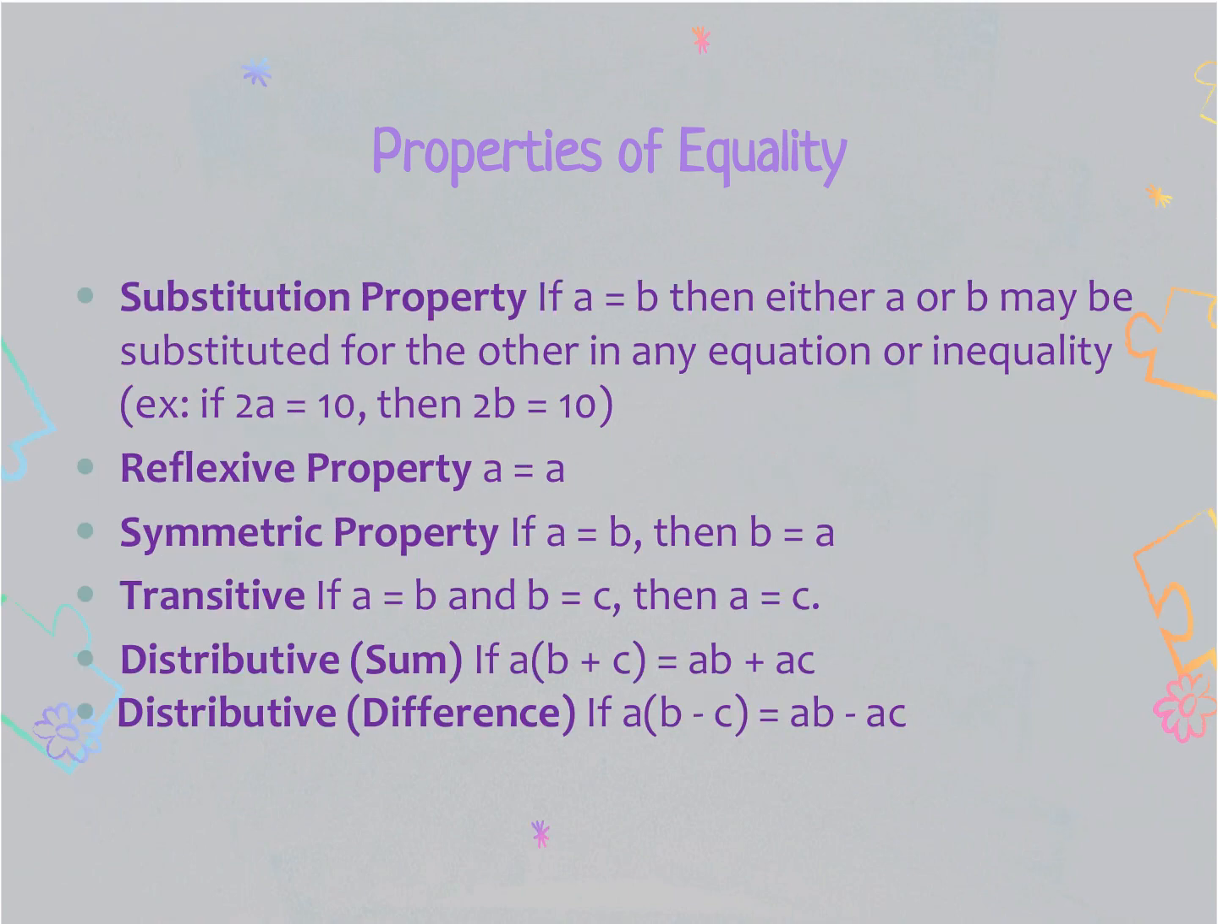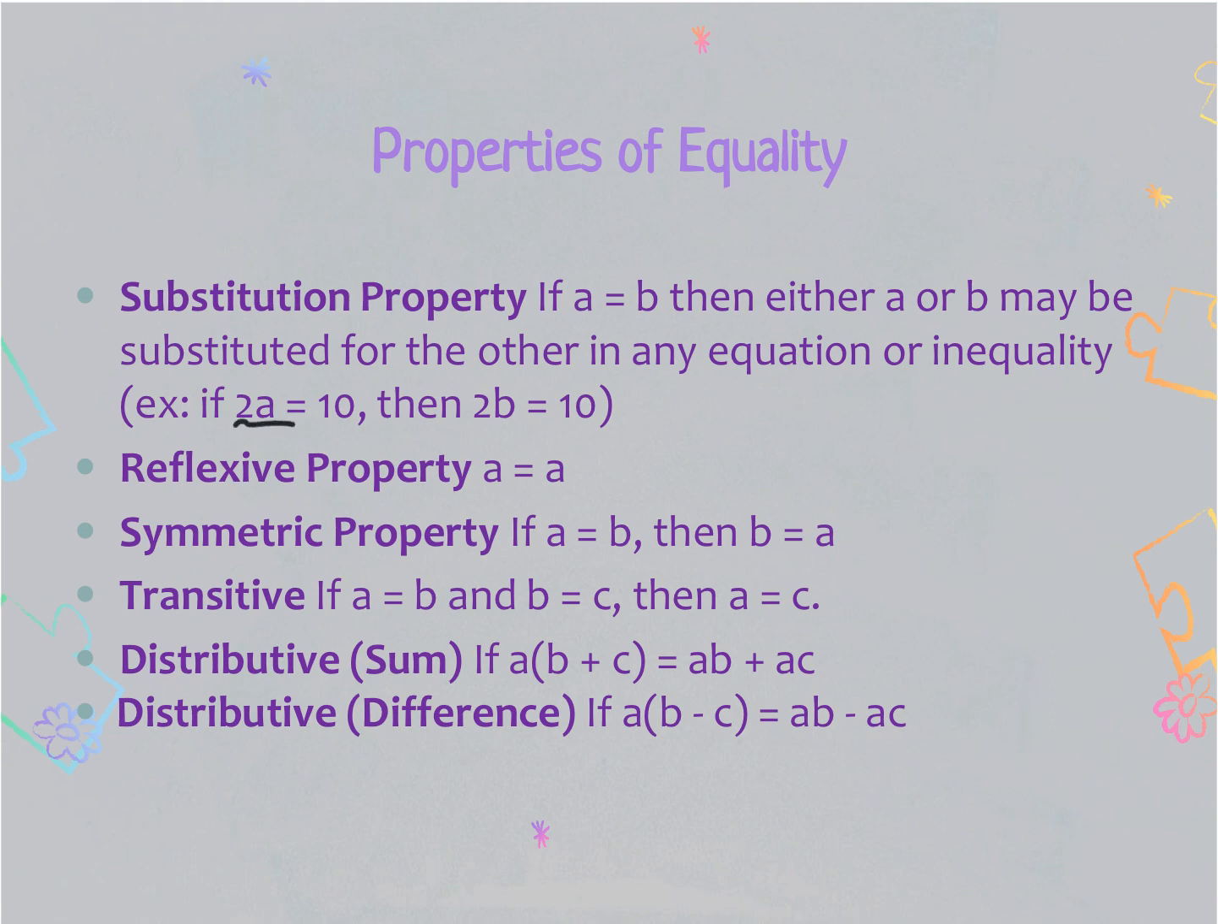Okay, now we have the properties of equality. Guys, these are important. This is how you guys are going to solve the first proofs. We have the substitution property, which is if A equals B, then either A or B may be substituted for the other in any equation or inequality. Now here they give you an example. If 2A equals 10, then 2B equals 10.